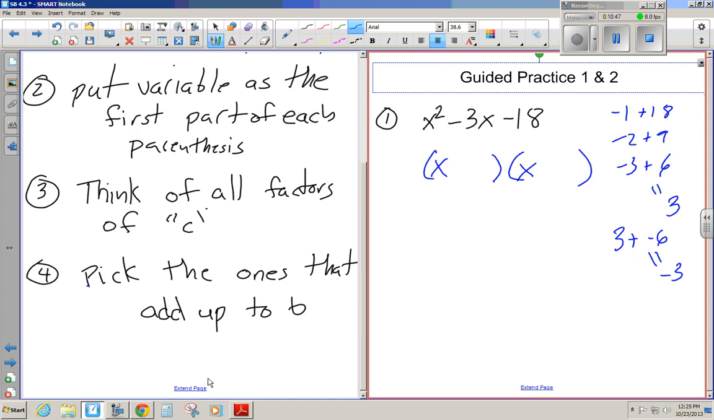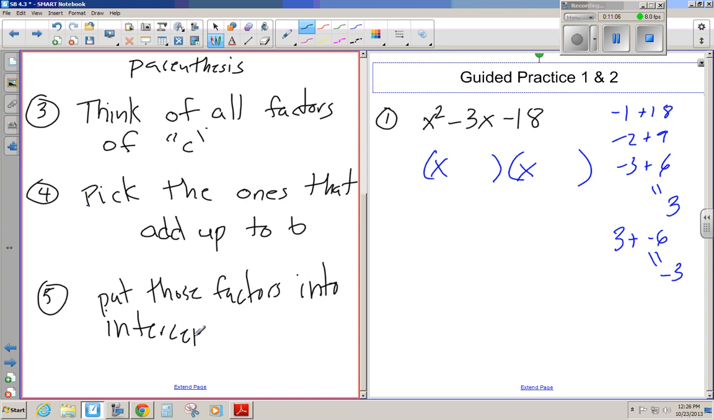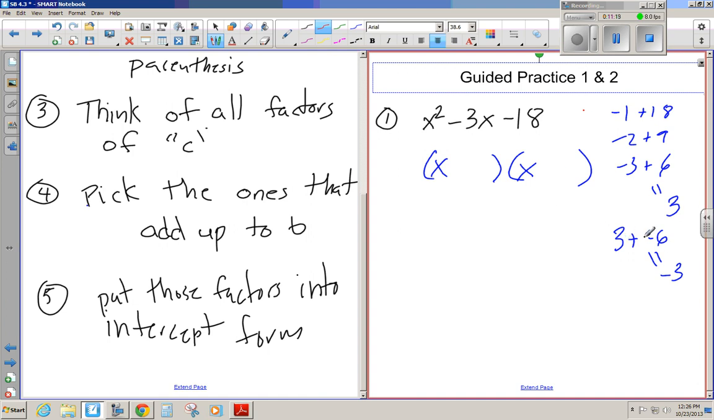Maybe I should add a step 5, which is to put those factors into intercept form. So, back to here, the factors that we're working with, 3, negative 6, so you put plus 3, minus 6, and you have factored it.